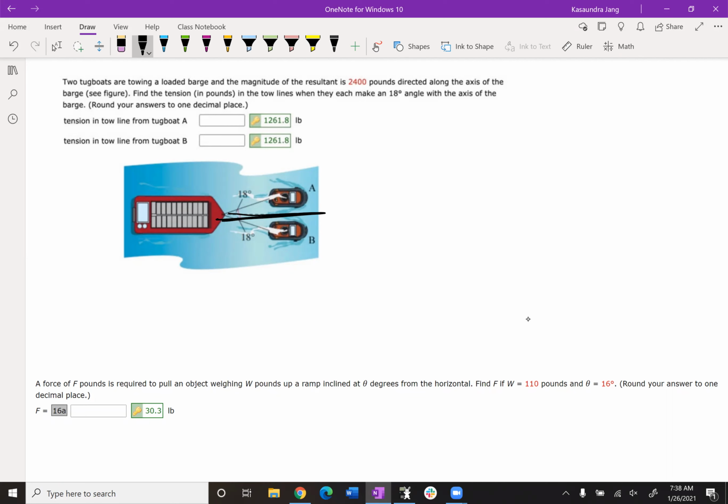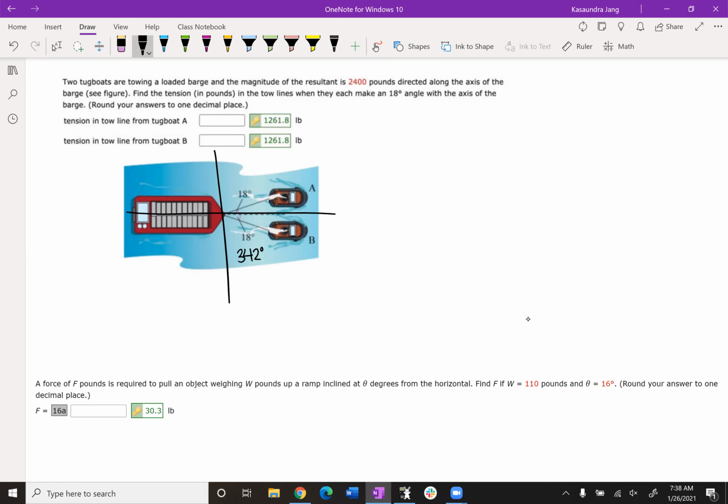of the barge. So you can see they've got 18 degrees in each direction, which, if I'm considering this like my unit circle, then this one down here, this 18 degrees down here, I can consider it 360 minus 18. So we're at 342 degrees. All right, for the unit circle.